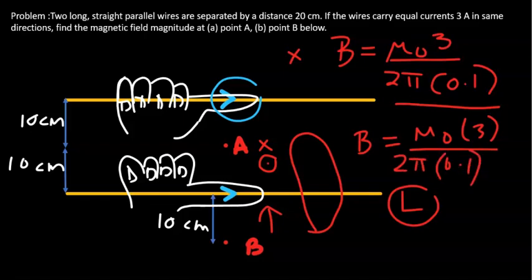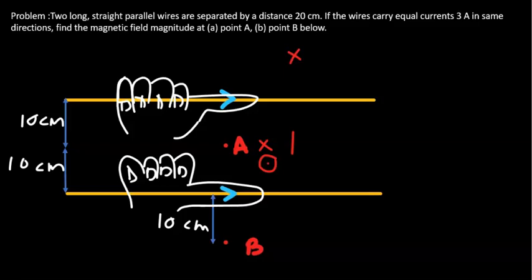So if you take the direction coming out of the board to be positive and the direction going into the board to be negative, for example, you see that when you sum the 2 contributions, they simply cancel, giving you a net magnetic field of 0 Tesla exactly at the midpoint. Now let's look at point B.